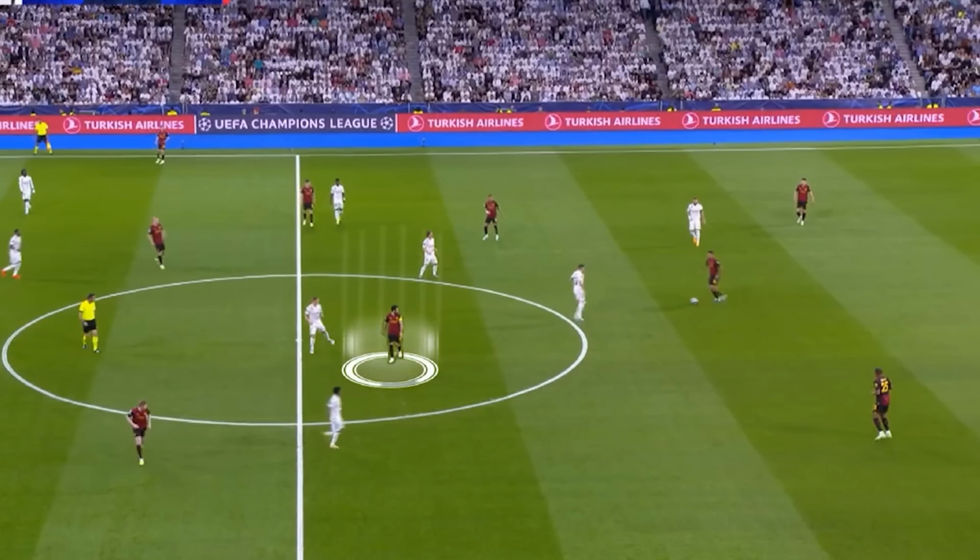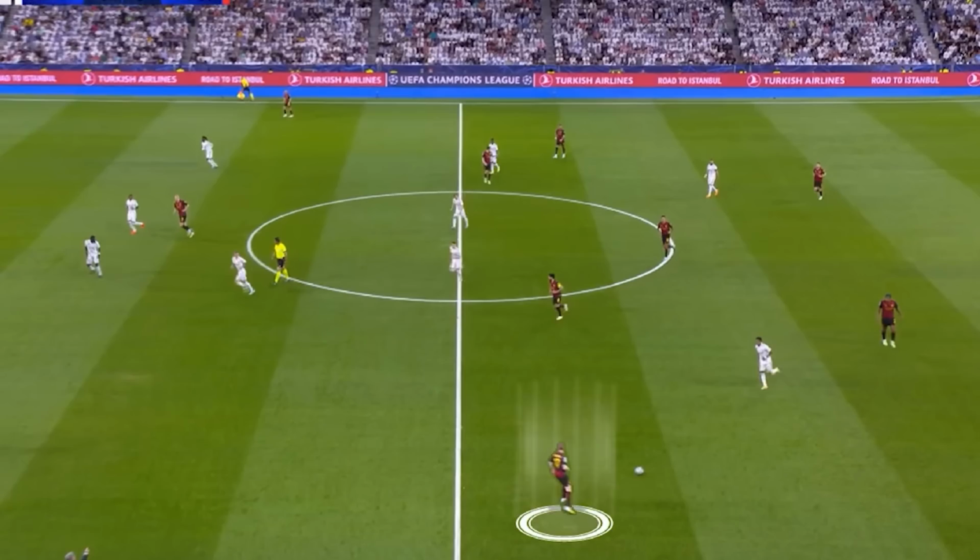So here we see Gundogan is being tied up by Kroos and Rodrigo is looking to move onto Akanji, and De Bruyne spots space in behind Rodrigo where he could potentially receive. And he does just that, giving him the opportunity to progress into space.